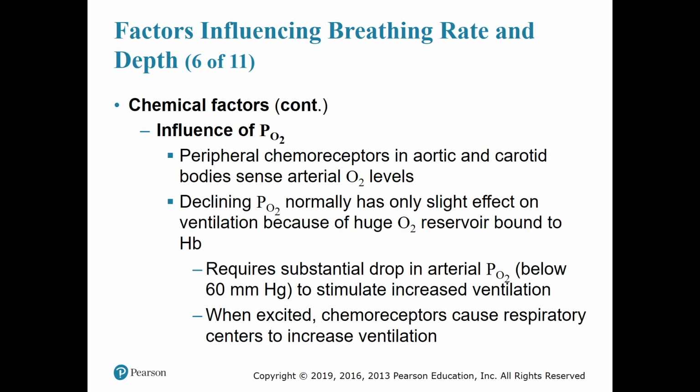Influence of the partial pressure of oxygen. So peripheral chemoreceptors in the aortic and carotid bodies sense arterial oxygen levels. Declining partial pressure of oxygen normally has only slight effect on ventilation because of the huge oxygen reservoir that is bound to hemoglobin. So it really requires a substantial drop in the arterial partial pressure of oxygen below 60 millimeters of mercury to stimulate this increased ventilation. When excited, chemoreceptors cause the respiratory centers to increase ventilation.